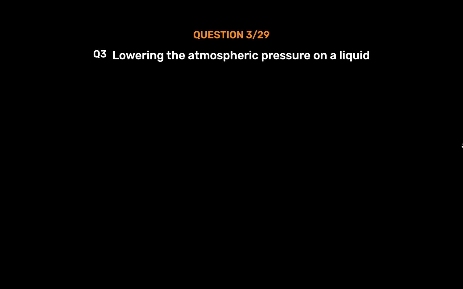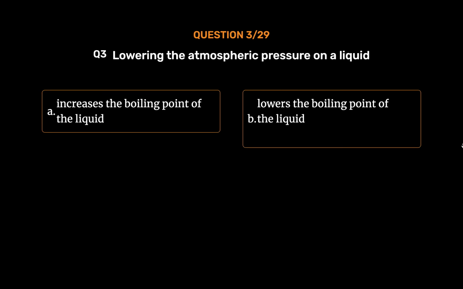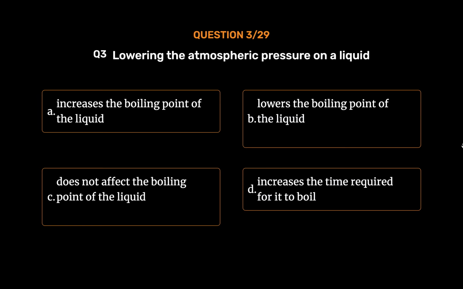Question number 3. Lowering the atmospheric pressure on a liquid. Option A. Increases the boiling point of the liquid. Option B. Lowers the boiling point of the liquid. Option C. Does not affect the boiling point of the liquid. Option D. Increases the time required for it to boil. The correct answer is Option B. Lowers the boiling point of the liquid.